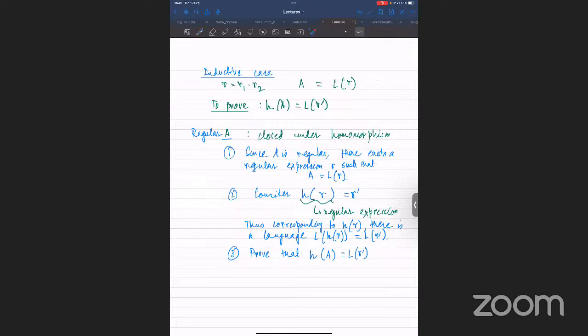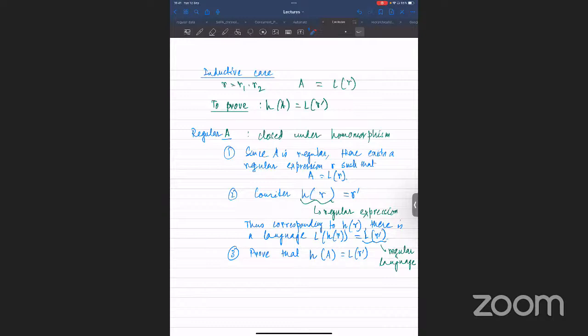And why this suffices? Because we know that the language corresponding to a regular expression is actually a regular language, right? This is a regular language. If they are the same, then essentially we show that the regular languages are closed under homomorphism. Correct? So by doing this, you essentially get a regular set. Hence, regular languages are closed under homomorphism. So this is the broad idea. Now we are proving this thing.